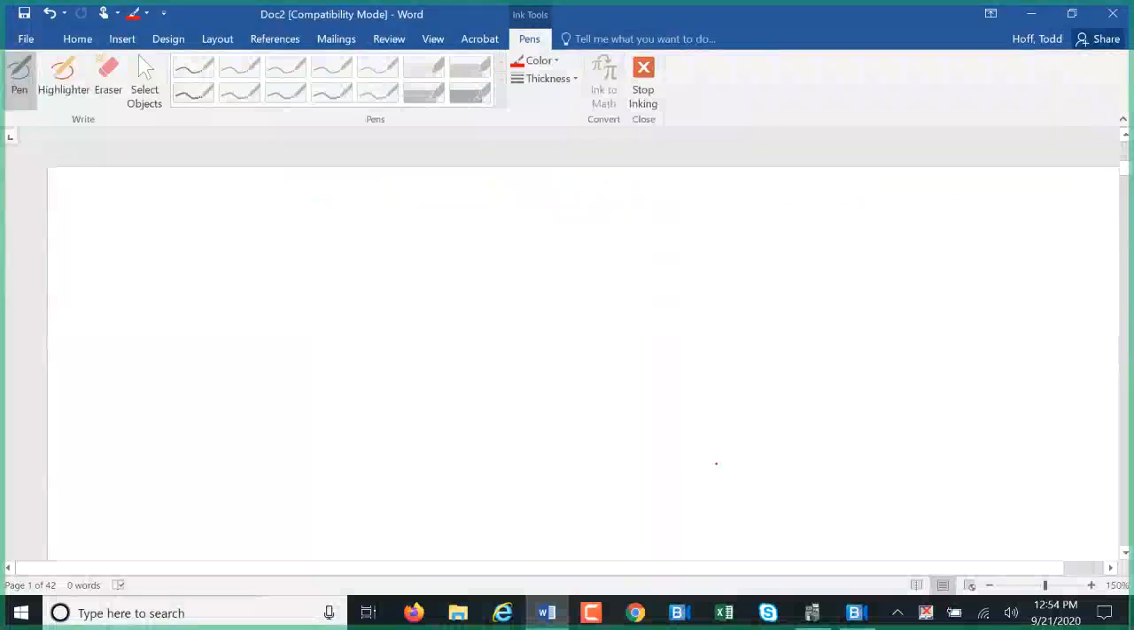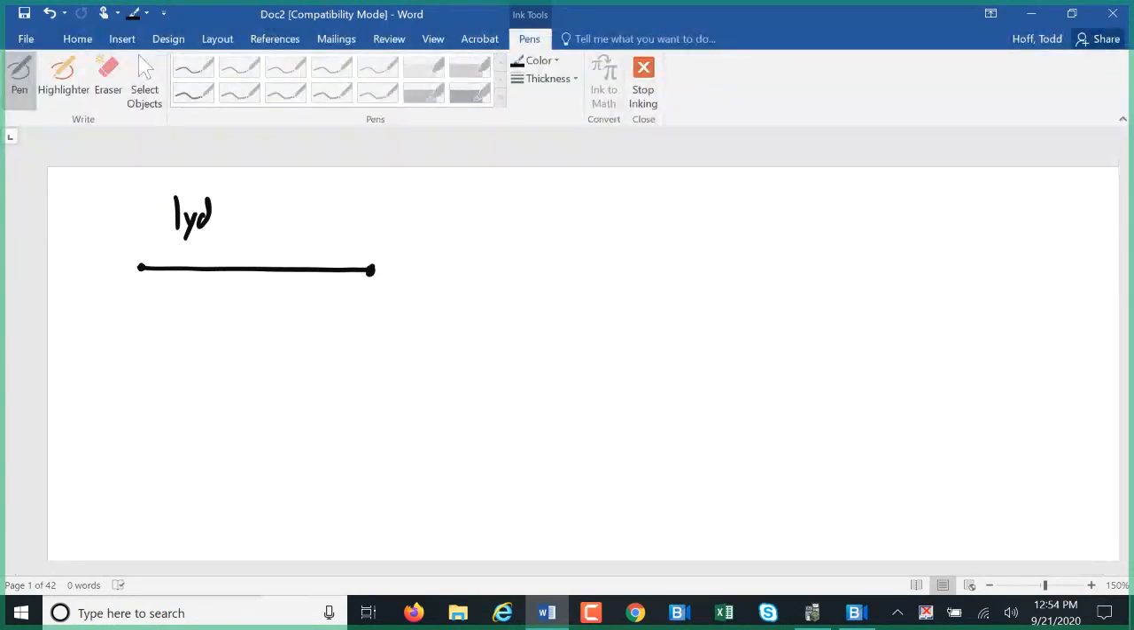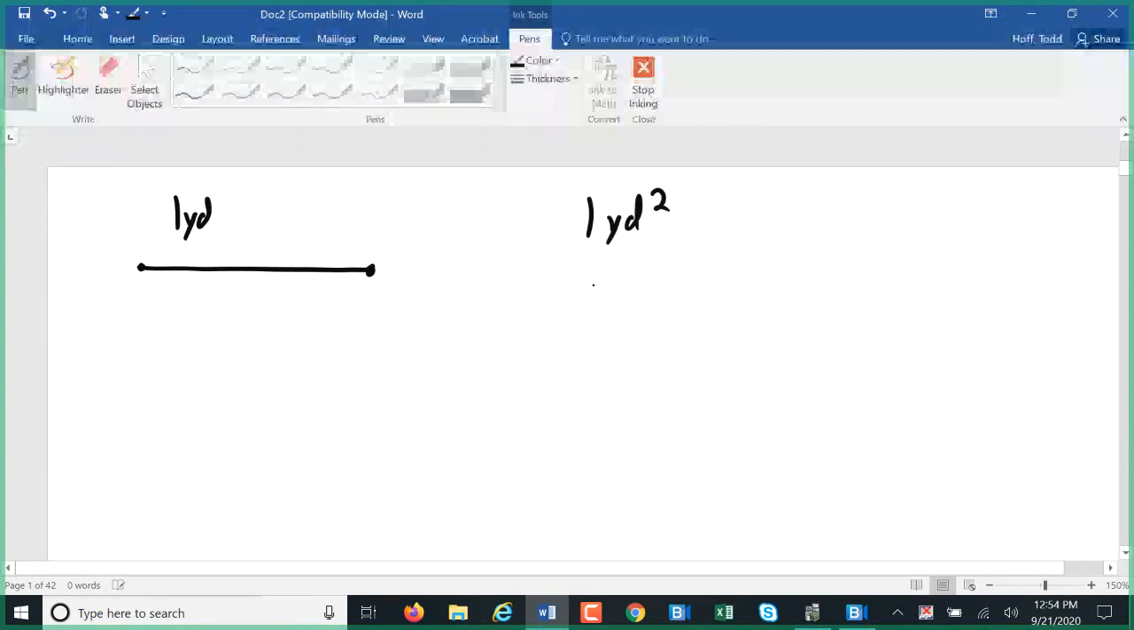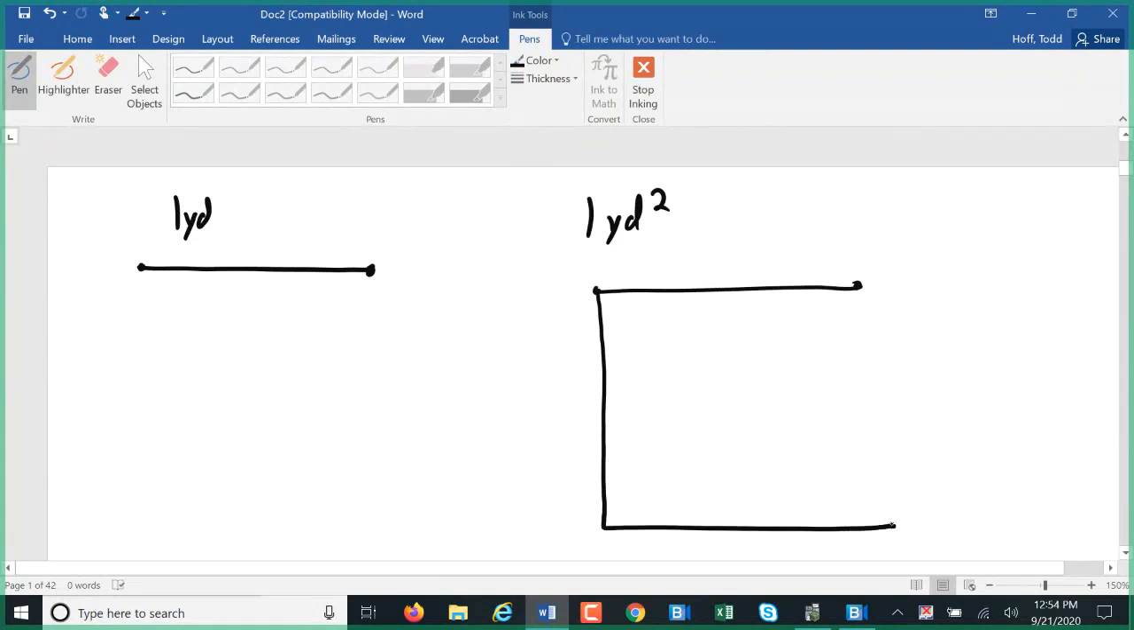In the construction field, a calculation that gets made a lot deals with square yards. So a yard of length, of course, is just a distance where from one end point to the other, it's 1 yard of distance. A square yard, of course, is 1 yard by 1 yard.